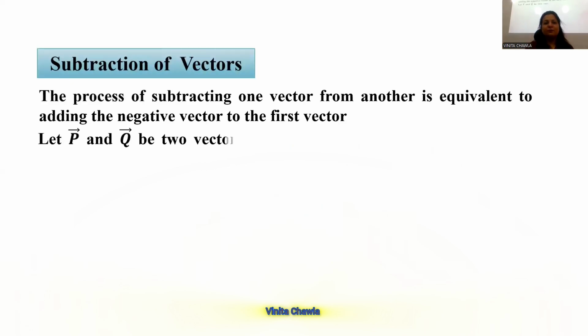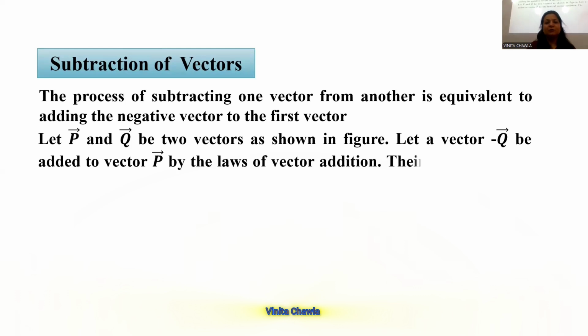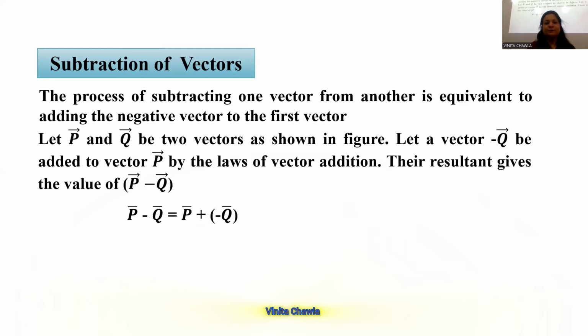So if we have two vectors, vector P and Q, then how do we subtract them? In the process of subtracting one vector from another, it is equivalent to adding the negative vector to the first vector.